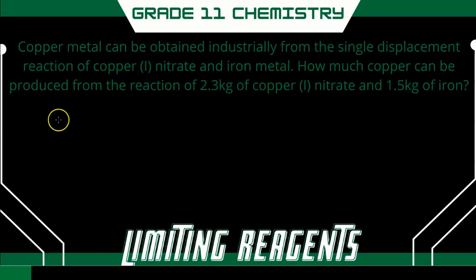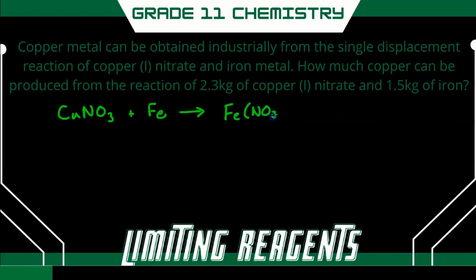Alright, so in this question we have copper metal obtained industrially from a single displacement reaction of copper 1 nitrate. So copper 1 nitrate would be CuNO3. And iron metal, so plus Fe. And in a single displacement reaction, because iron is more reactive than copper, it's going to replace copper. So we're going to get Fe(NO3)2, because iron will have a charge of plus 2, and copper, which is what we're looking for.